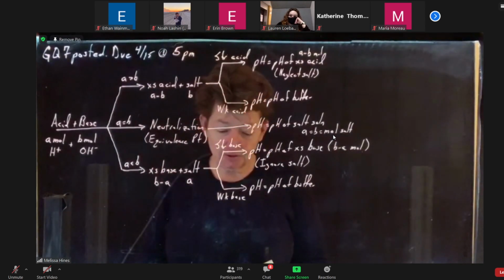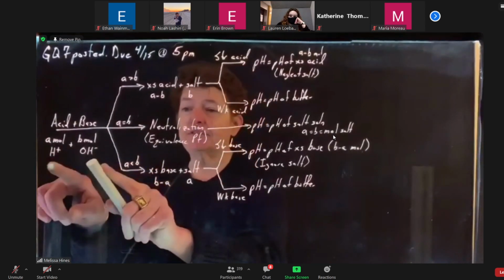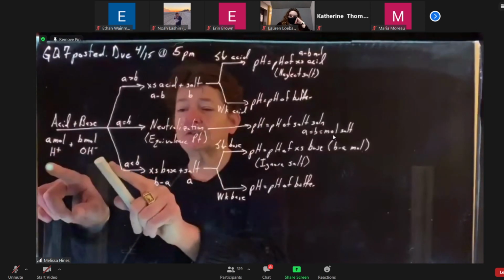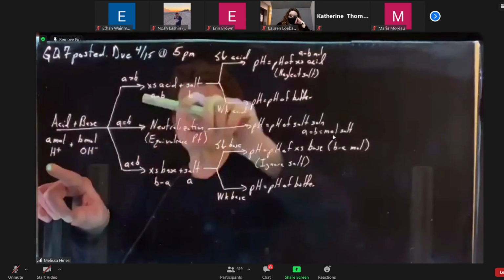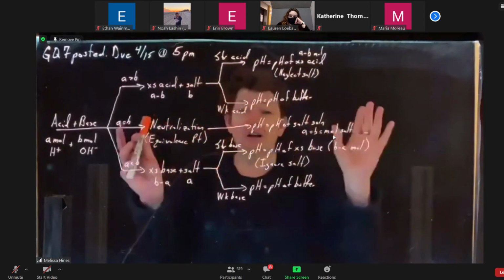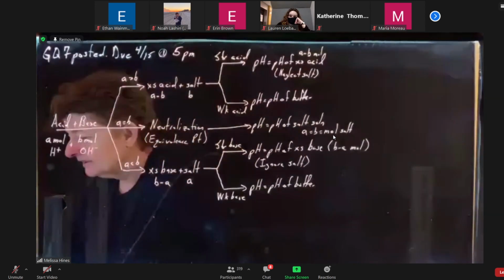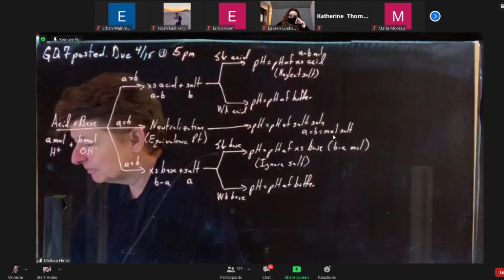Okay, so this is how you're going to attack these problems, and it all starts from right here, figuring out how many moles of protons you have, moles of OH minus, and then figuring out where you are in this manifold. It will become clearer as we work through this. But let's see if you can do one of these. So let's start with a simple problem.